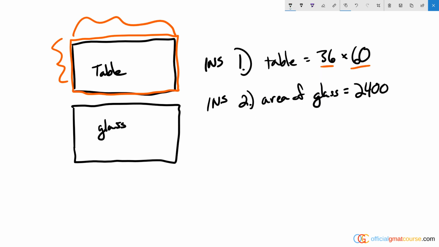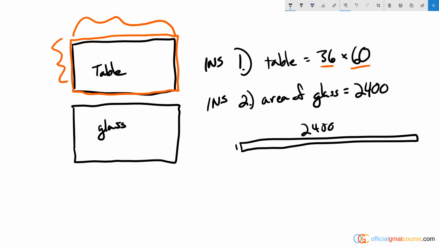Now, statement two obviously doesn't tell me anything about the height and width, except that when I multiply them together, I get 2400. So hypothetically, the height could be 1, and the width could be 2400, and then it definitely wouldn't be able to cover the table. So I can definitely get a no answer when I use both of the statements together to the yes-no question of can we cover the table? So the question is, can I get a yes?